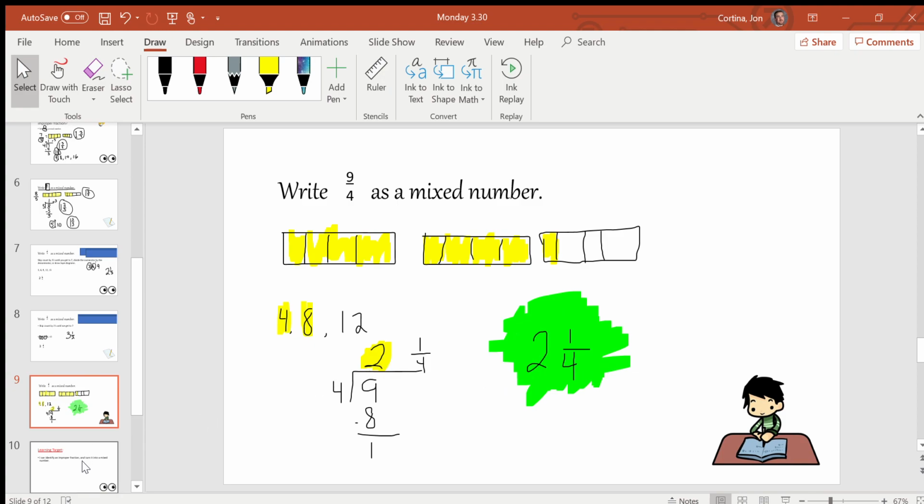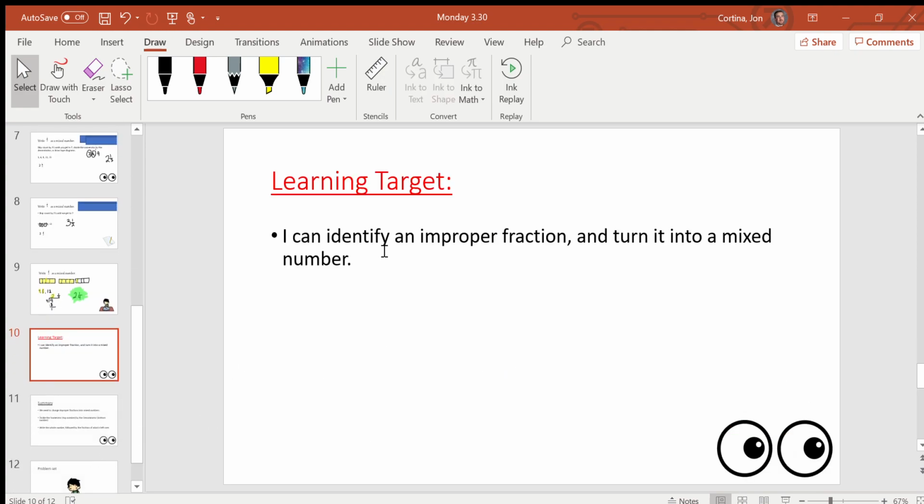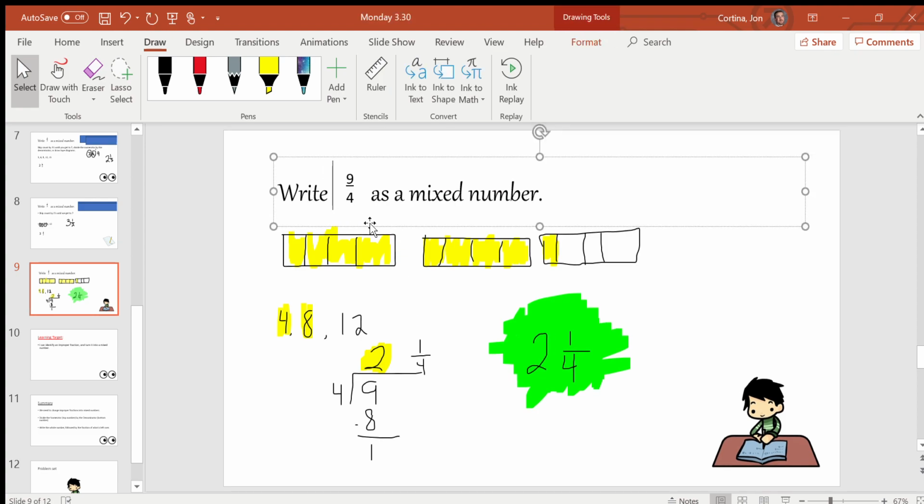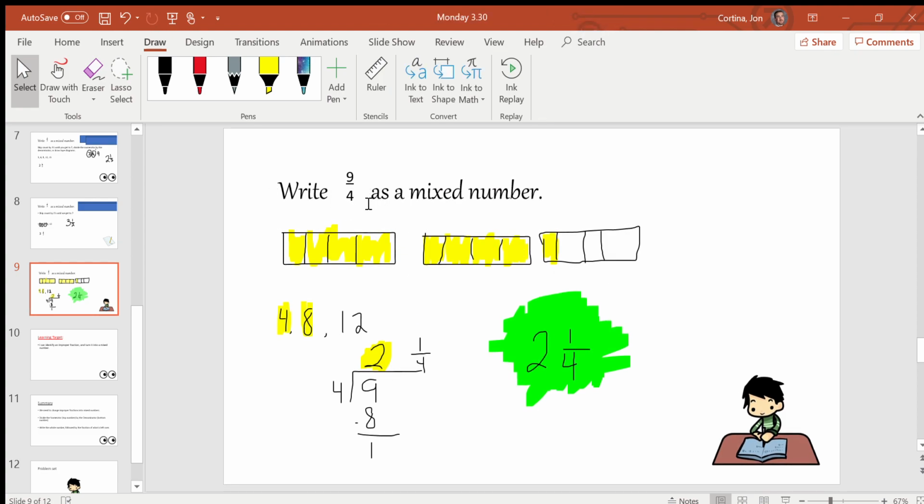So let's review our target. I can identify an improper fraction and turn it into a mixed number. That's what you just did on the slide. We identified this as an improper fraction because the number on top is bigger than the number on the bottom. That's more than a whole. And then we turned it into a mixed number, which is a whole number and a fraction.